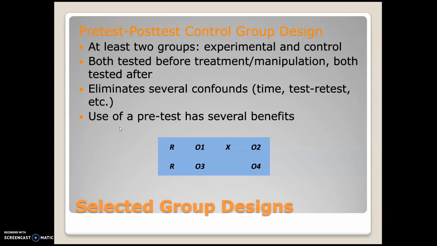This is referred to as a pretest-posttest control group design because it includes both a pretest and posttest as well as a control group. This is an excellent manipulation check. This is an excellent study design and fairly straightforward. We're going to get a little more complex ones in a second.